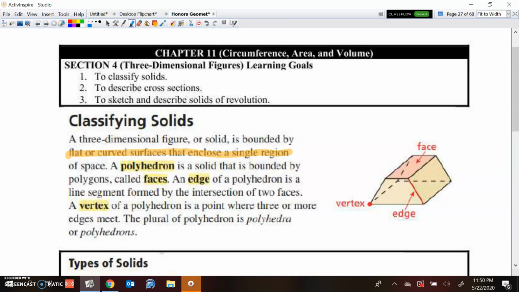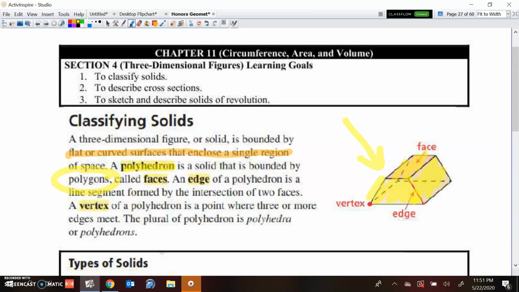Now, what makes a solid a polyhedron, this next word, is when all of those sides are polygons. Okay, meaning a polygon has to have straight sides and be closed. So we have this figure here to the right. This is a polyhedron.